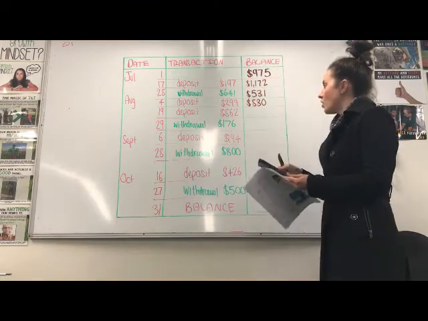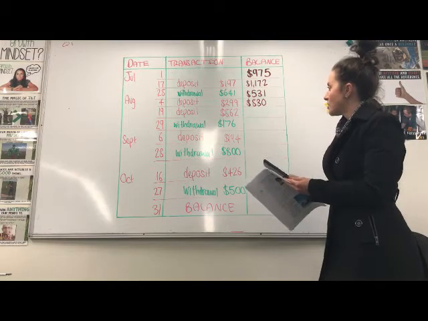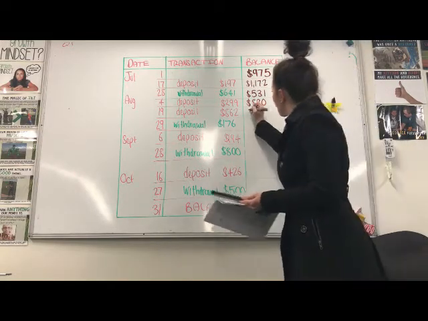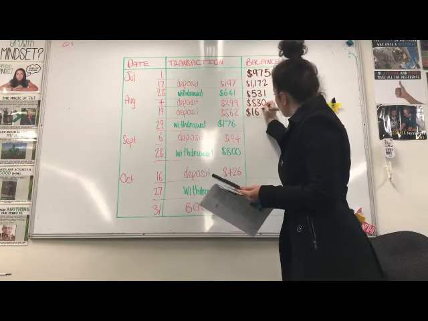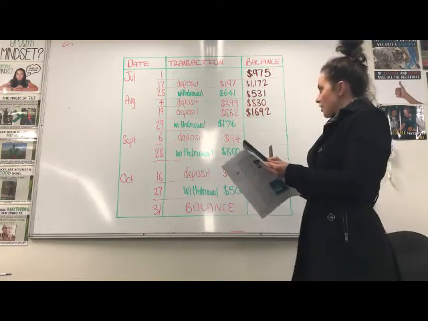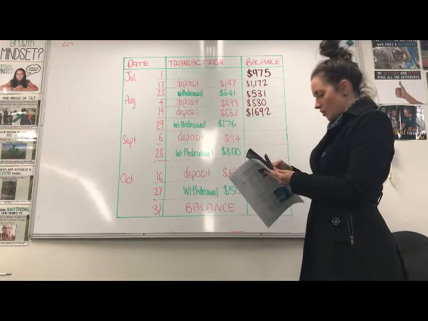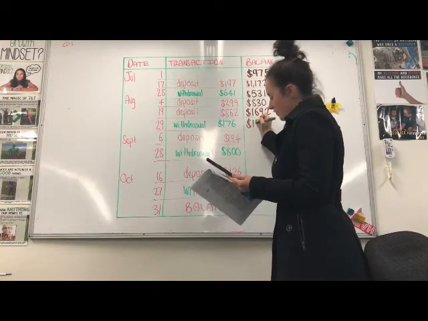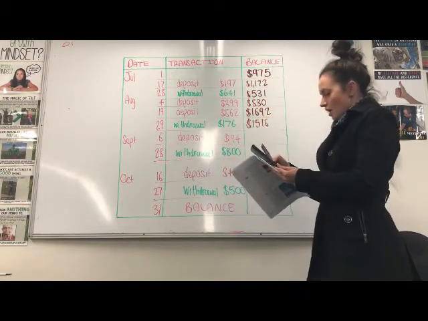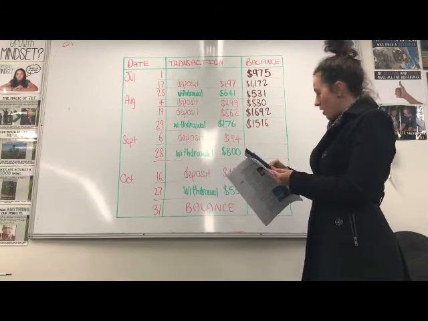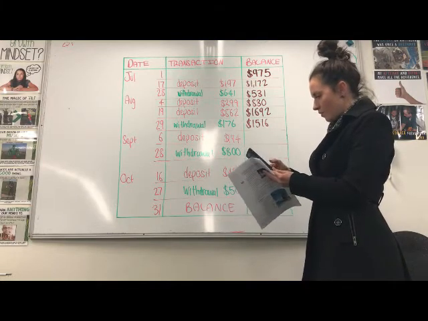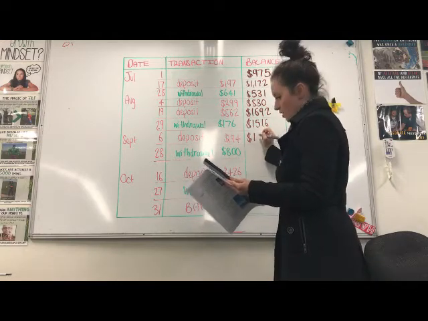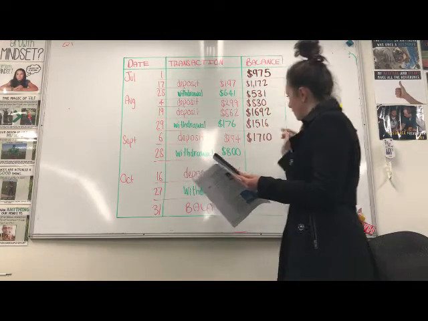Cool. Then on the 19th of August, they deposited another $862. Okay, so that was 1692. On the 29th of August, they withdrew $176, bringing the total to 1516. Then they deposited 194. The hardest thing about this is probably making sure that you're putting the correct numbers into the calculator.